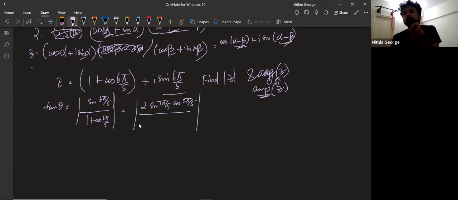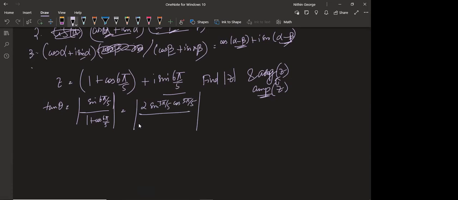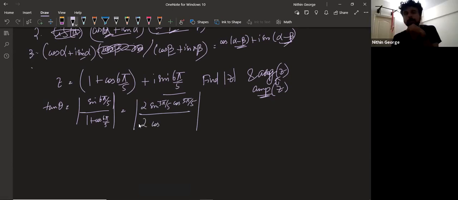Sin 2a is 2 sin a cos a. 1 plus cos 2a is what? 2 cos square 3 pi by 5. Nice. Okay, so cos cancels, 2 and 2 cancel, I get tan 3 pi by 5. All right. Mod of z you can easily find, right?